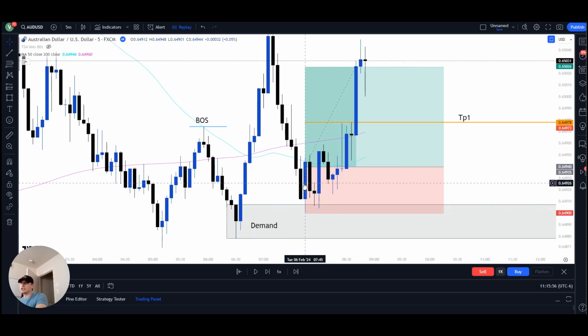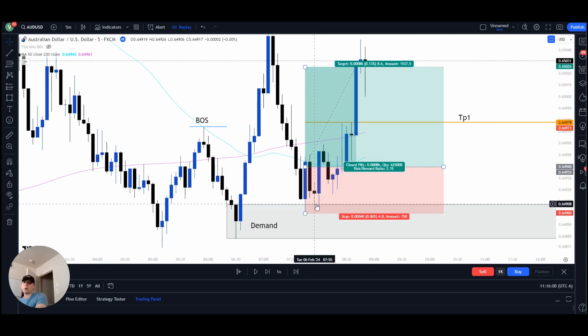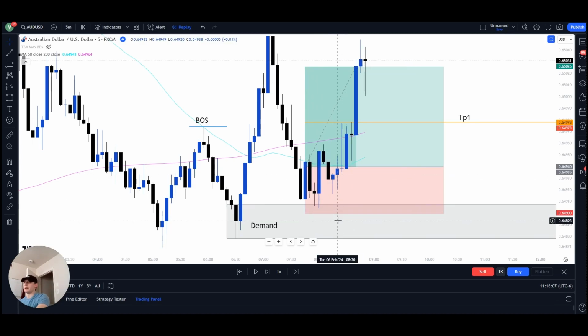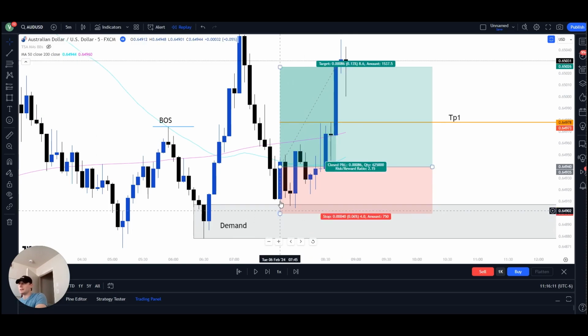But again, it rejects the zone immediately. I get in at the break of this body, and then it comes back down, but I'm not worried because if it comes back down and stops me out, then I can always have a chance to re-enter, or it's just a loss, and I deal with that. It's fine. So I have my stop below this wick.